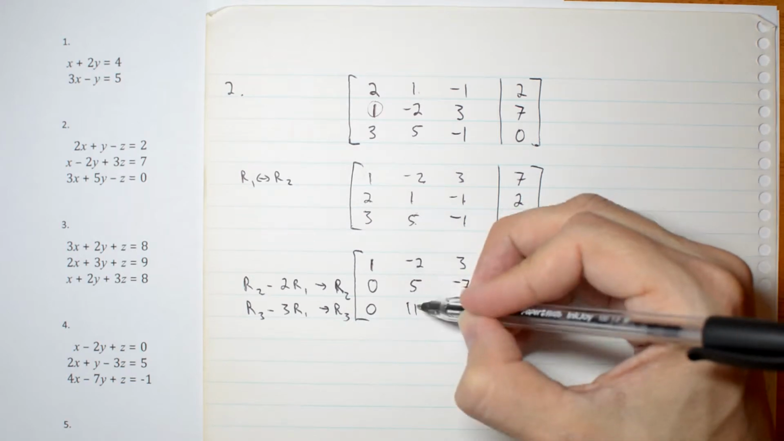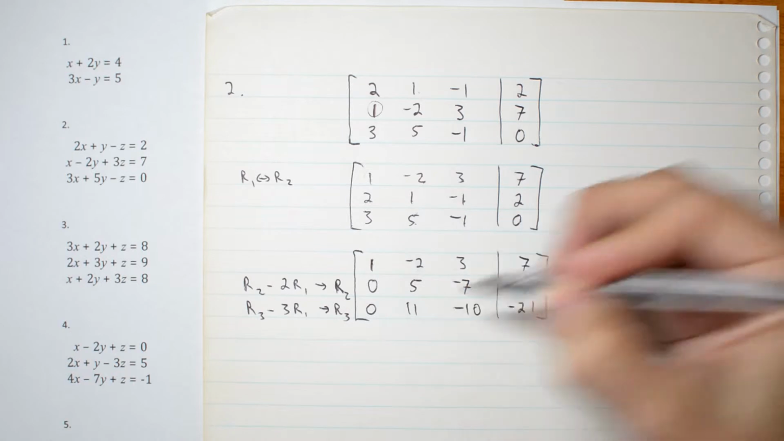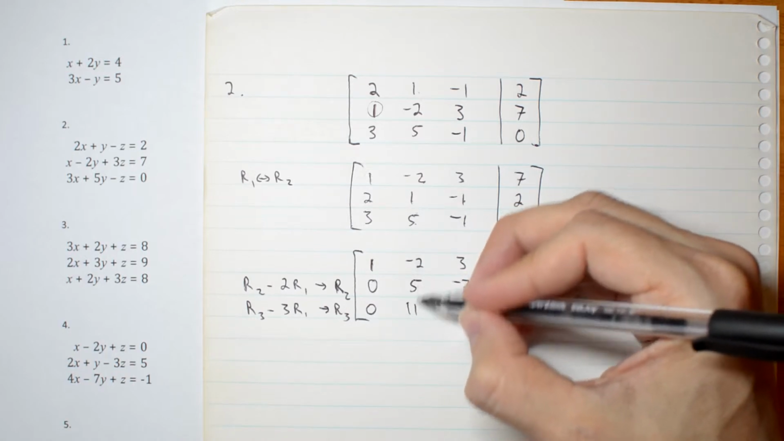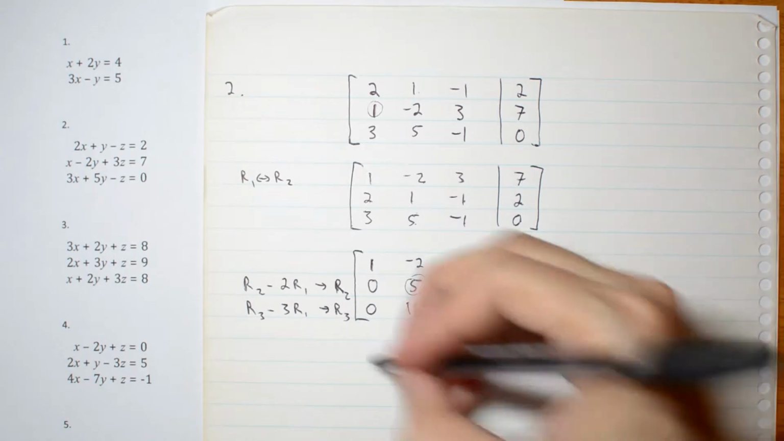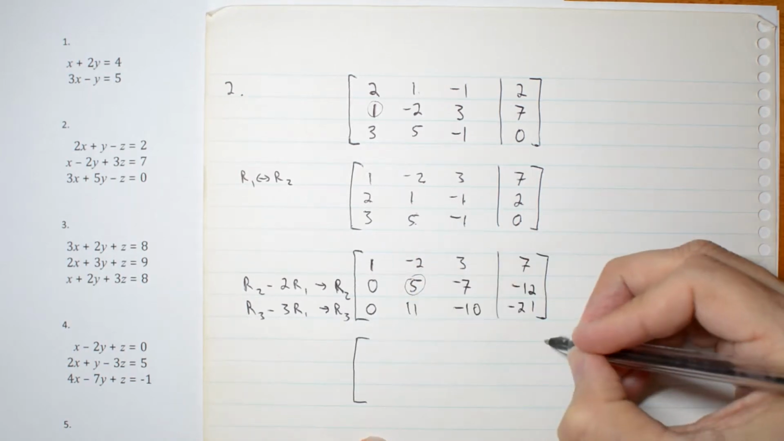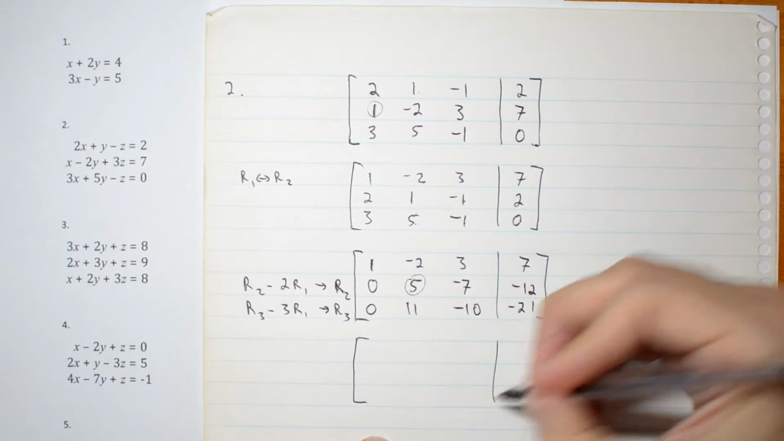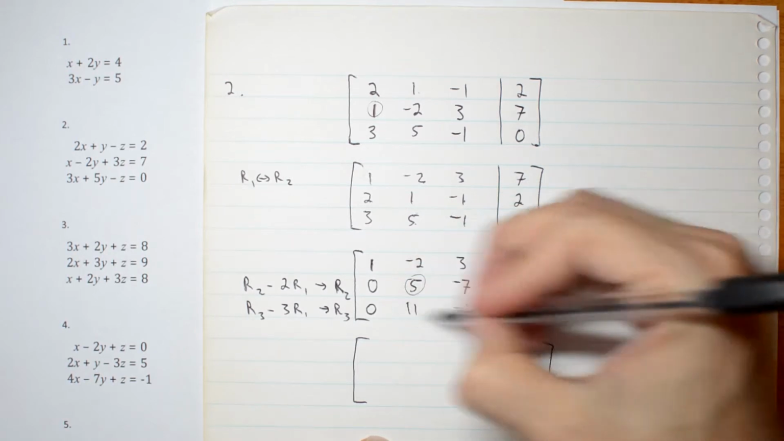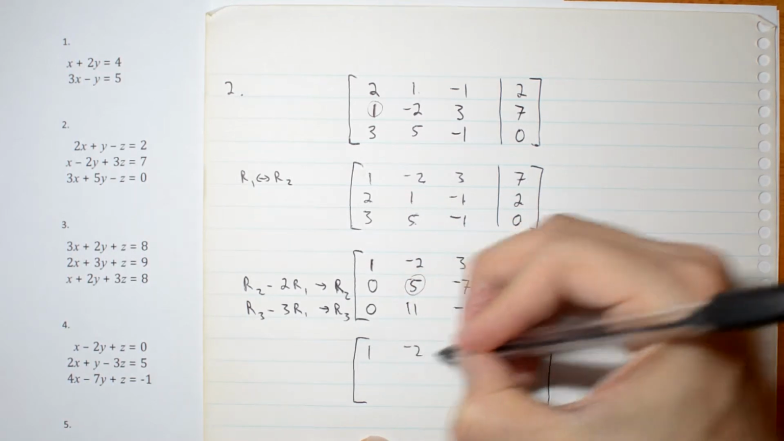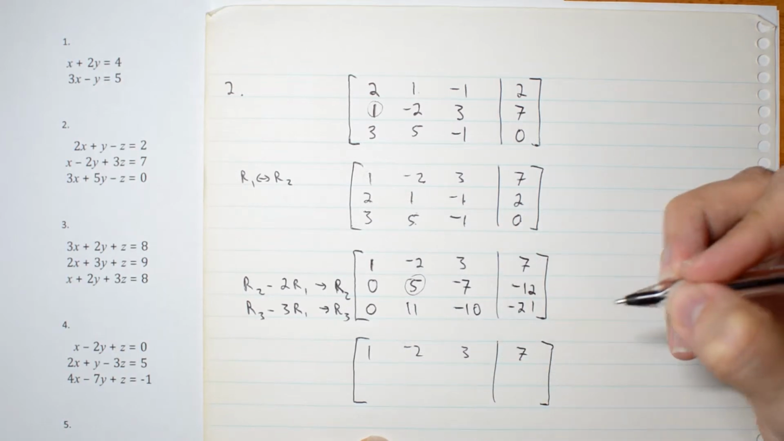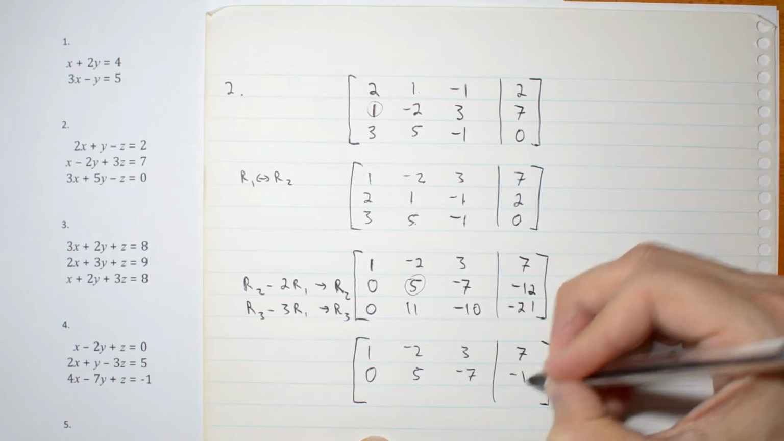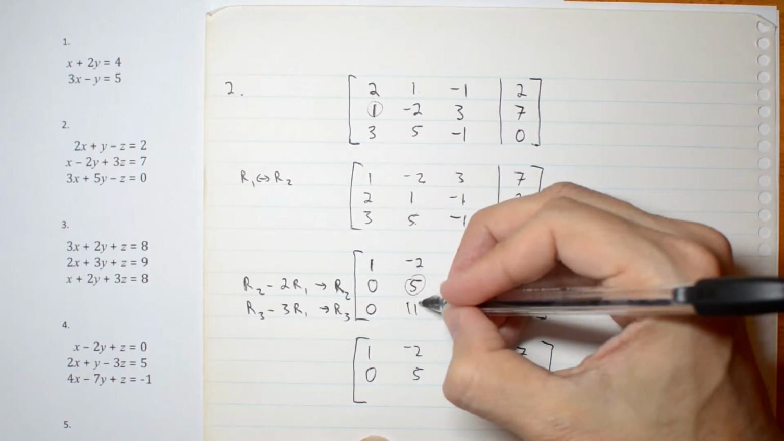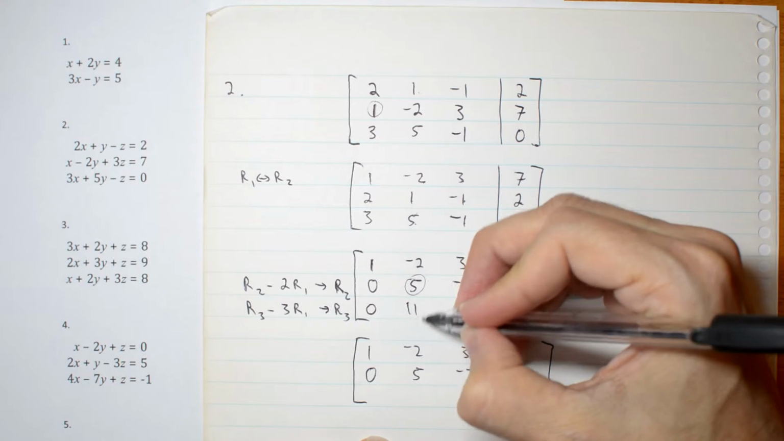So, one of these has to become my pivot. There's no clear preference here, so I may as well just use the one that's already there. So, that's my pivot. It's already on the top row of that subsection I'm looking at. 1, negative 2, 3, 7. 0, leave that row alone, 5, negative 7, negative 12, and eliminate this 11.